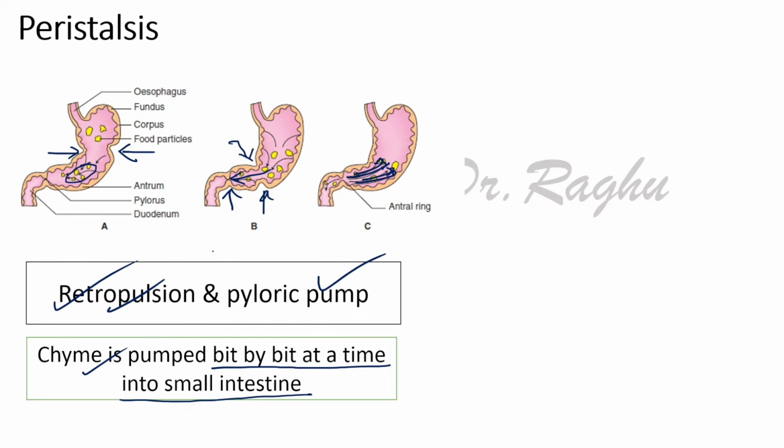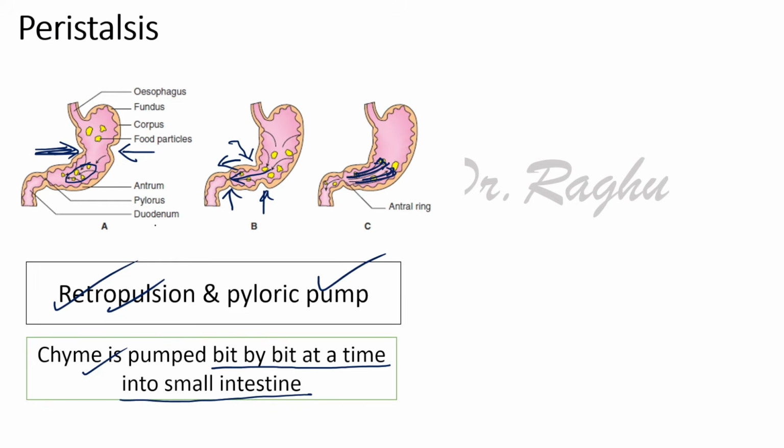So for this pyloric pump to operate, what do I require? I require the retropulsion. For retropulsion to occur, what do I require? I require a functioning pyloric sphincter which is tonically constricted, and a strong wave of peristalsis which is initiated somewhere in the middle part of the stomach and is moving towards the antral part of the stomach, or the pyloric part of the stomach. So this is going to cause the food present in the stomach to go and hit the closed pyloric sphincter, and the food is again going to bounce back towards the middle part of the stomach. This is what is called retropulsion.